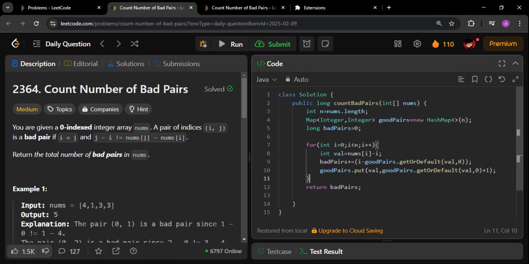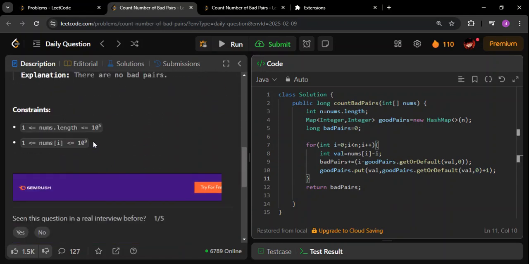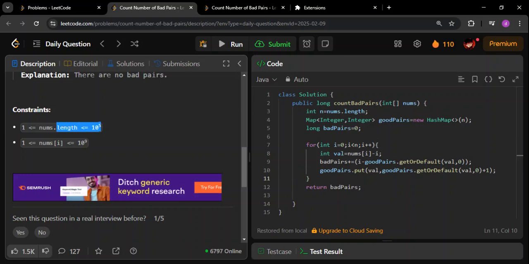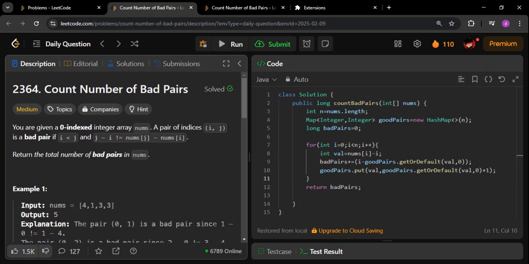This is an online assessment question because there is a trick involved. If you know the trick, you can solve it in a very short time. Otherwise, it will take a long time. And what I can anticipate is that, since the constraint is going to be 10 power 5, if you solve using O(N square), you will get a time limit exceeded error. That is what I am anticipating, but you will have to check.